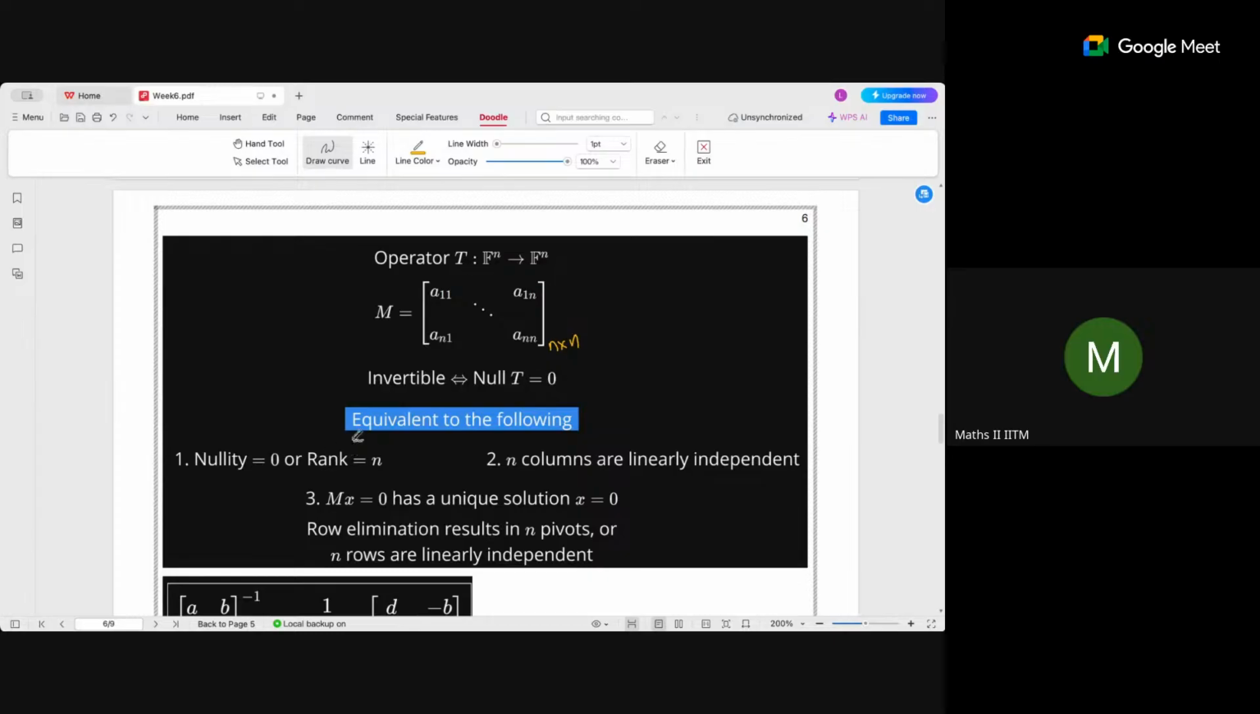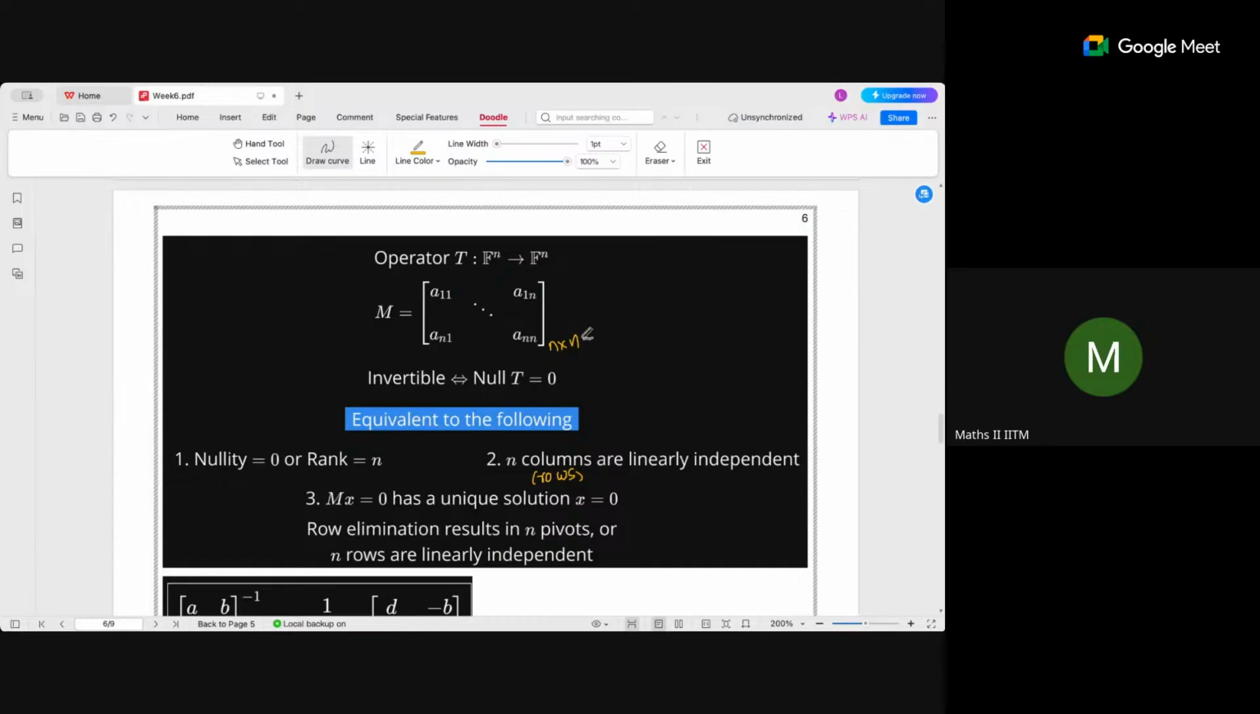Or in other words, null of T equal to 0 means what? The nullity is 0, or the rank is equal to n, or the columns are linearly independent, or in fact the rows also, both are linearly independent. Also Mx equal to 0 has a unique solution x equal to 0. So all of these are equivalent conditions to say that M is invertible.